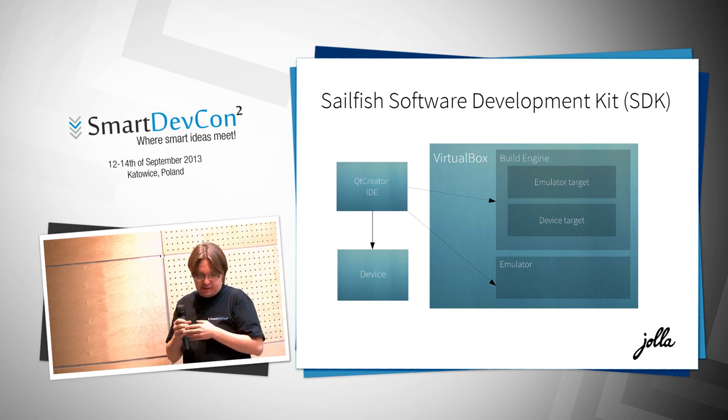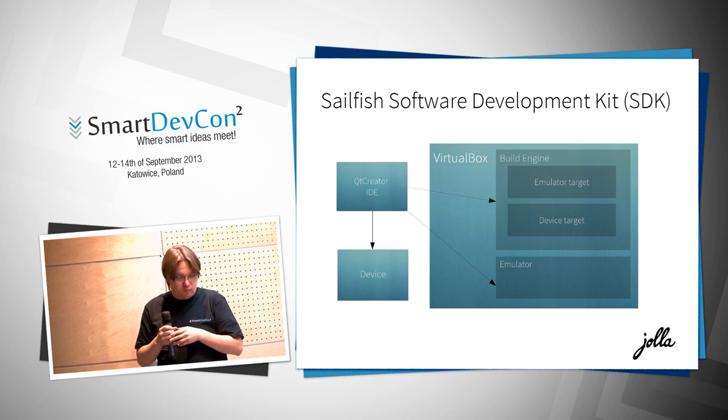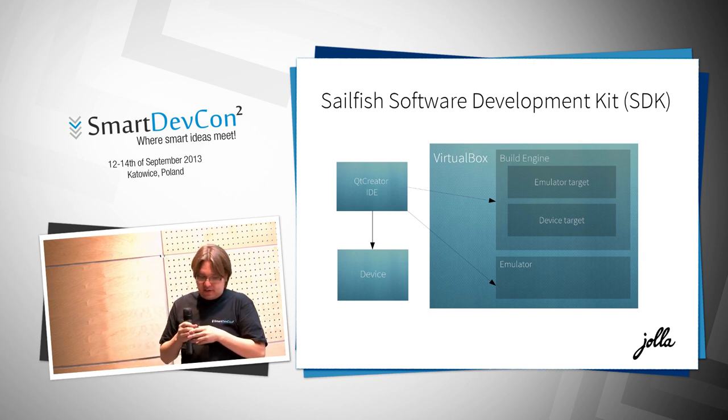Within the build engine, if you're working both on emulator and device, there's a separate target, of course, because it's not the same hardware adaptation. So that's why the picture shows emulator target and device target here. And Qt Creator is then able to use the build engine for compiling, packaging, and then deploys either to the emulator or the device.